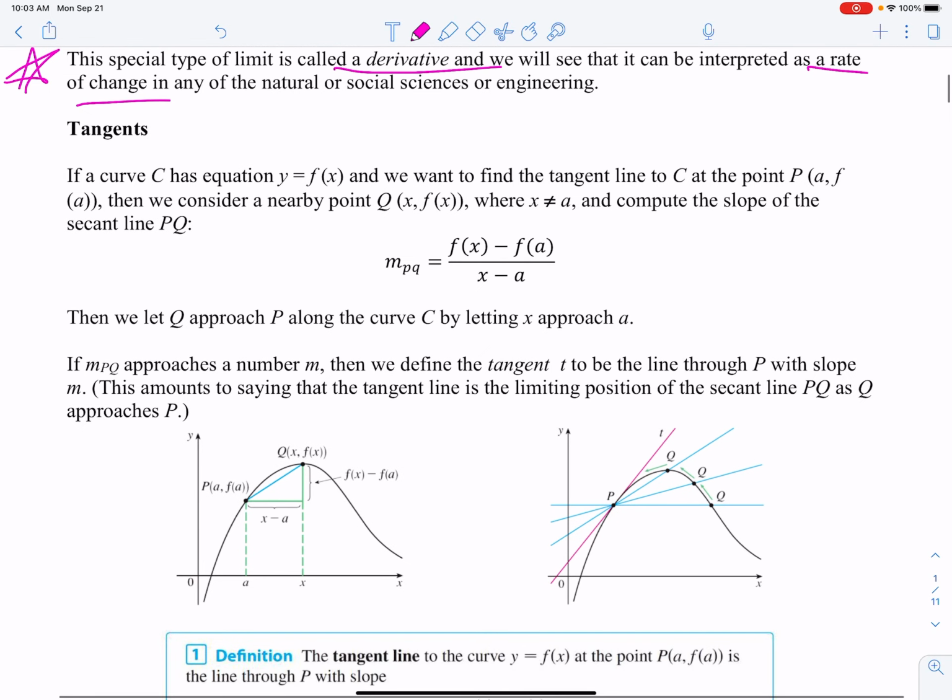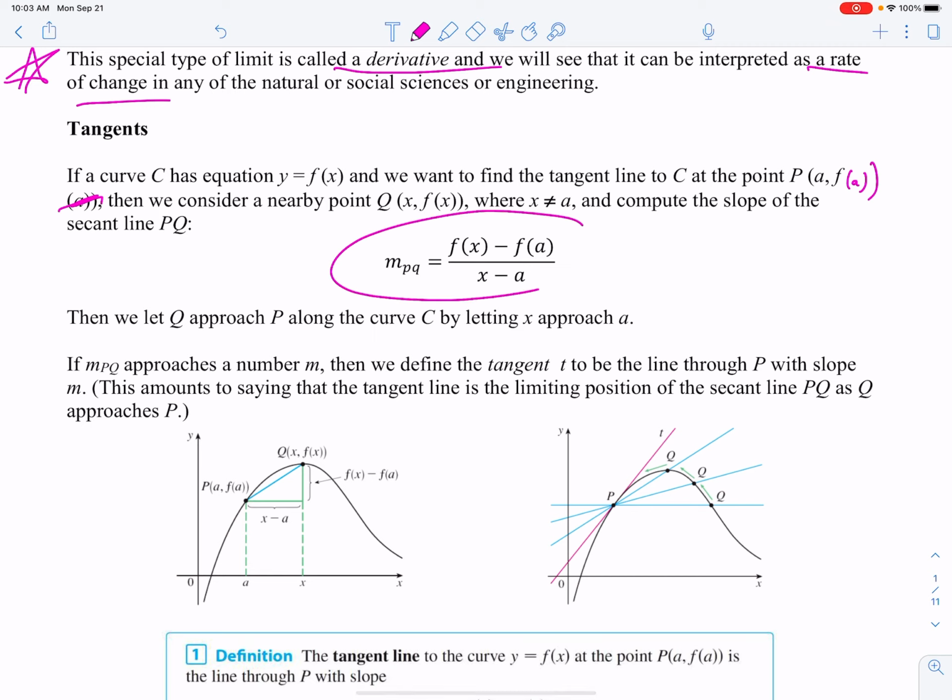Okay, tangents. Suppose a curve C, where C is just the curve, a line, a parabola, or any type of curve, has the equation y equals f of x, and we want to find the tangent line to that curve at a point P, or point a, f of a. Then we consider the nearby point Q, x, f of x, where x is not equal to a, and compute the slope of the secant line.